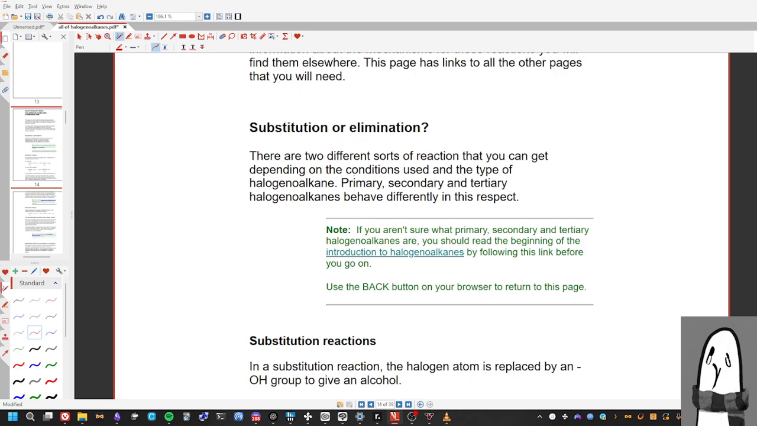Substitution and elimination. There are two different sorts of reactions that you can get depending on the conditions used and the type of halogenoalkane. So there are two types of reactions, and that is going to be your dependent variable. Your independent variables are going to be A, the conditions, and B, the type of halogenoalkane: primary, secondary, and tertiary.